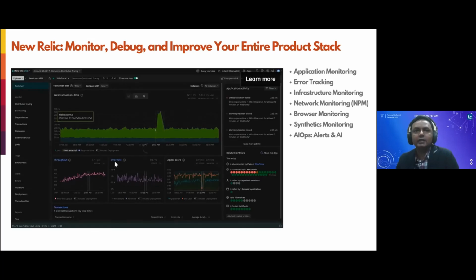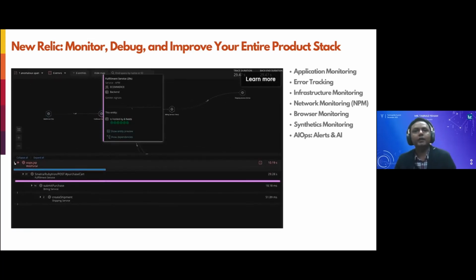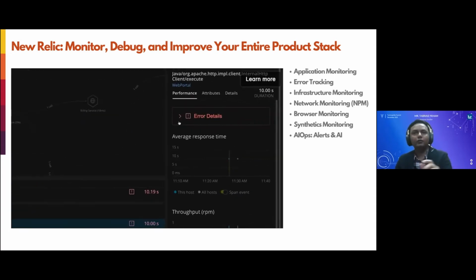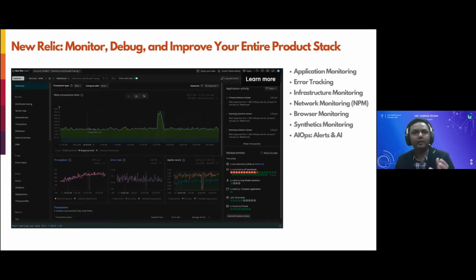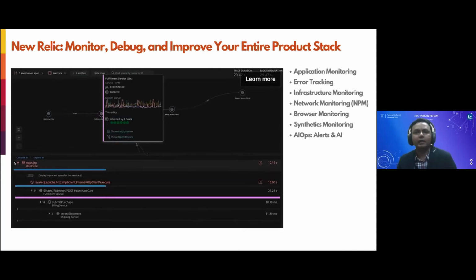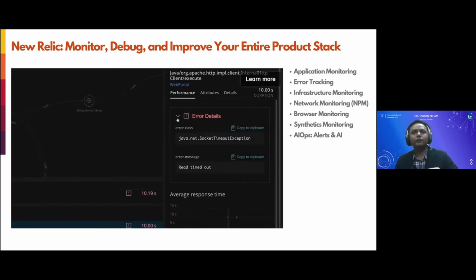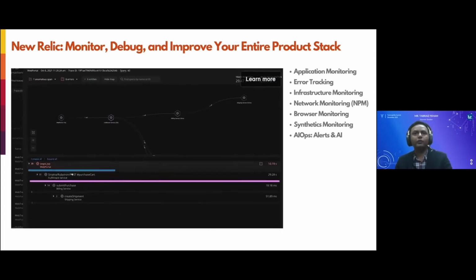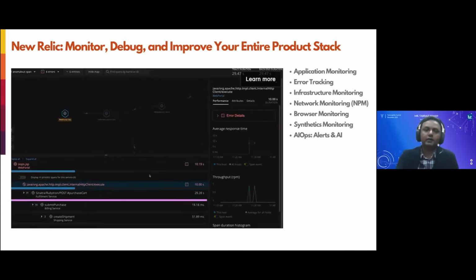New Relic is actually an advanced product, and that is for those who would like to bring data analytics capabilities right into their product, from an application monitoring perspective, from error tracking, infrastructure monitoring, network monitoring, browser monitoring. They have AI and alerts as well. So if you would like to go deeper to actually understand your product more, you can work with the engineering team and ask them to integrate a product like New Relic.